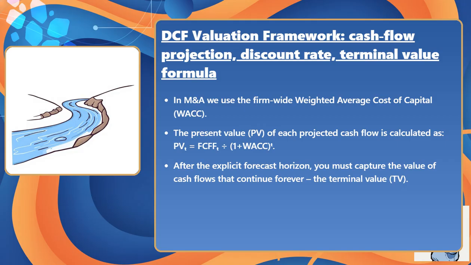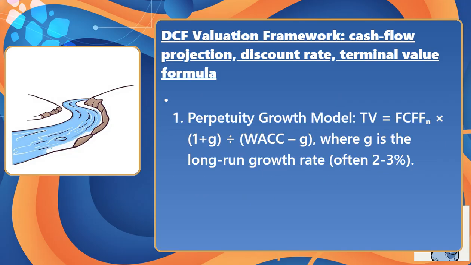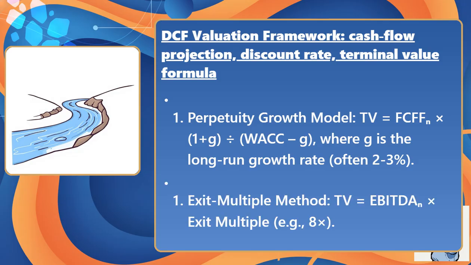After the explicit forecast horizon, you must capture the value of cash flows that continue forever, the terminal value, TV. The two common formulas are the perpetuity growth model: TV equals FCFF sub N multiplied by 1 plus G divided by WACC minus G, where G is the long-run growth rate, often 2 to 3%. And the exit multiple method: TV equals EBITDA sub N multiplied by exit multiple, for example 8 times.